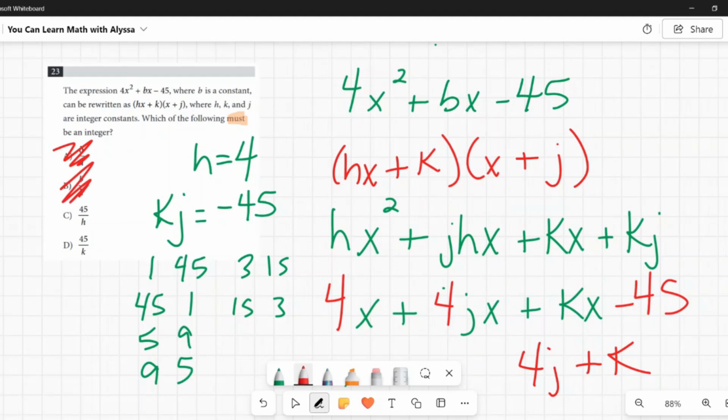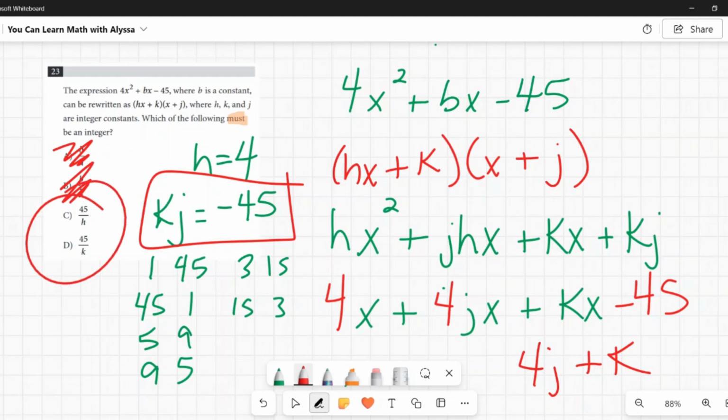As you probably guessed, here, k times j equals negative 45. Look at our C and D. 45 divided by h or 45 divided by k must be an integer. First, 45 divided by h. Well, we know h is 4. So we can eliminate this one without even doing any hypotheticals, because we know 45 divided by 4 is not an integer. We don't even have to think about the logic of why it must be true. This only leaves D. This one better be right. Hopefully our logic has worked. And let's say 45 divided by k must be an integer.